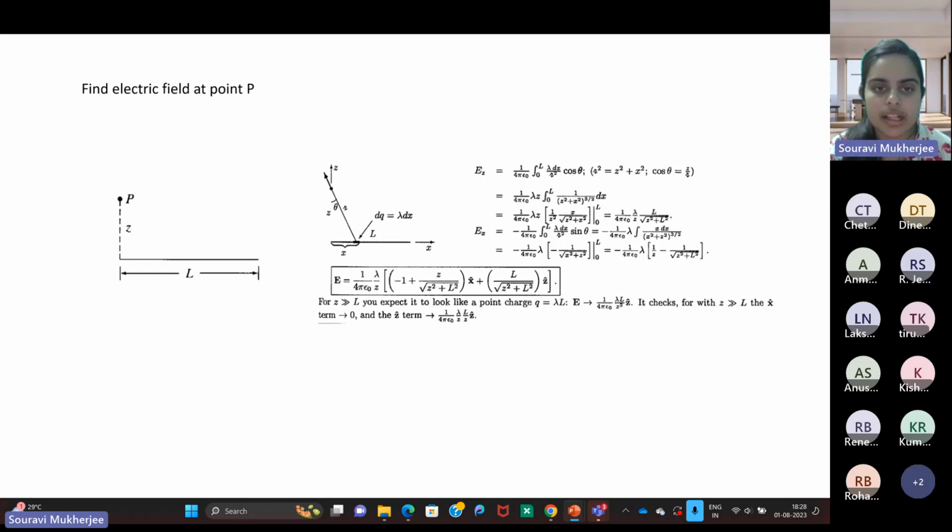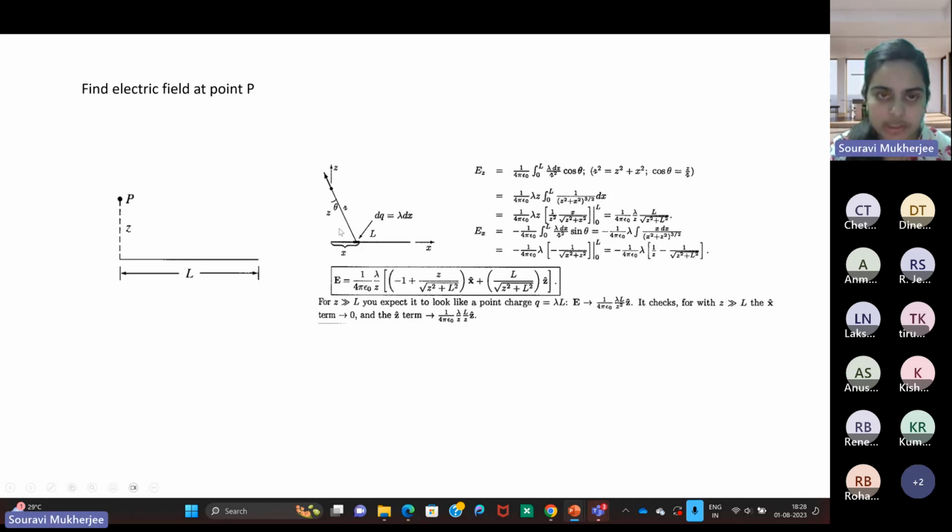What you do is consider an element, suppose some element dx. The delta q charge in that element will be given as lambda into dx, just in this element. And then what is the distance from point P to this element? That is given as r. So how do you find it? That would be given as x squared plus z squared. And then you put it in this formula.